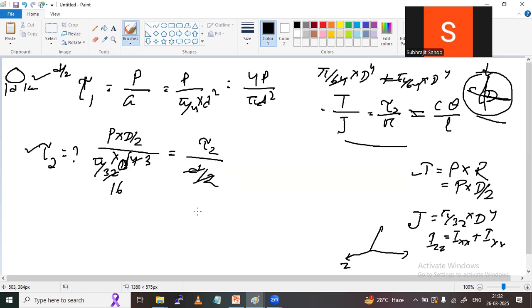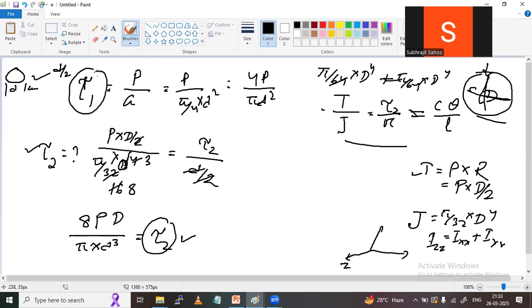If I simplify this, here again 2 will cut by 8, right? What I will get is 8P into d divided by pi d cubed equal to tau 2. Right? This is the stress I calculated because of twisting, and this is the stress I calculated because of direct shear stress. Now, what is the resultant shear stress?